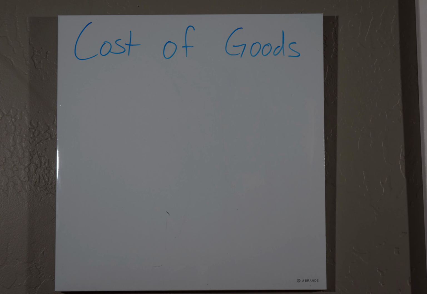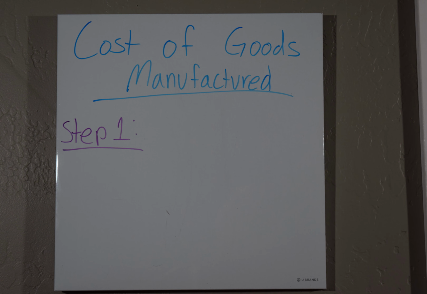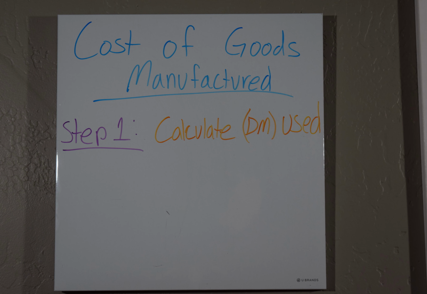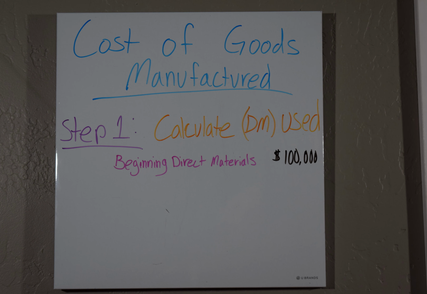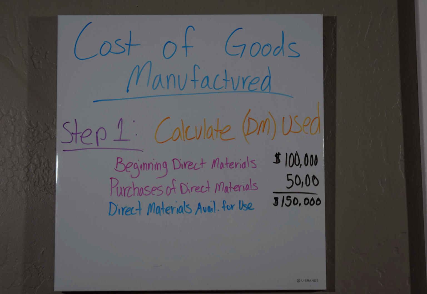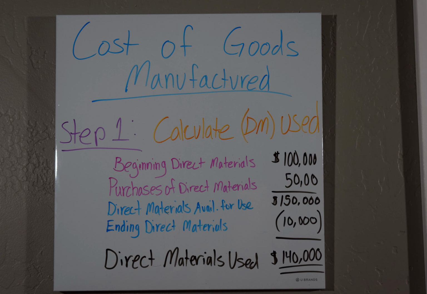The cost of goods manufactured is found by following 3 steps. Step 1. Calculate direct materials used. To do this, you add period's beginning direct materials to purchases of direct materials. That total is the direct materials available for use. From that, you subtract the ending direct materials balance.